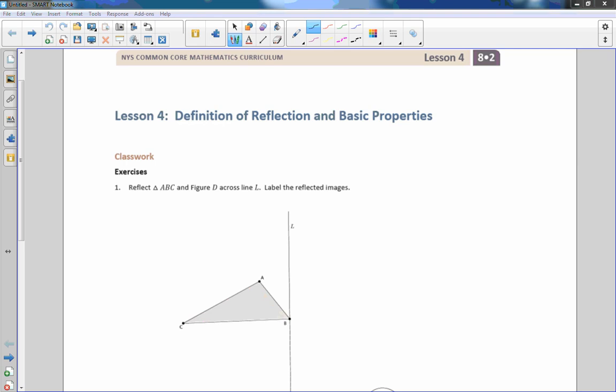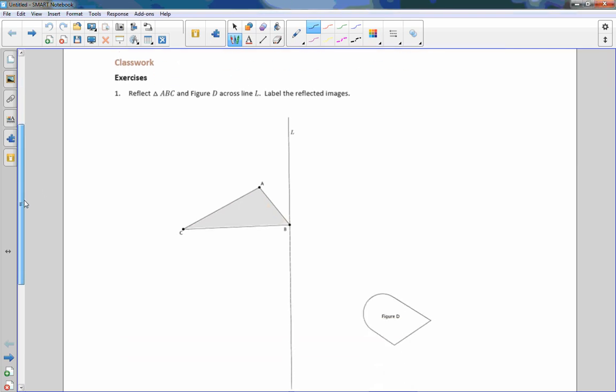This is Lesson 4, Definition of Reflection and Basic Properties. Okay, so today we're going to be reflecting things across what we call a line of reflection, okay? So this classwork here is asking us to reflect the triangle ABC and figure D across line L and label the reflected images.